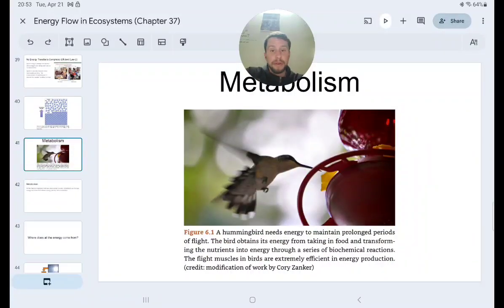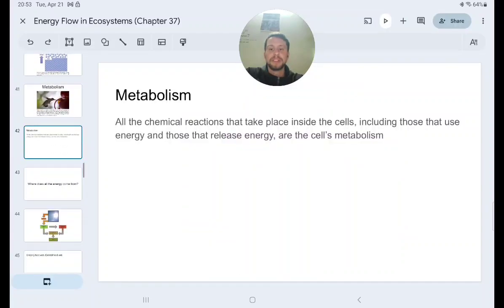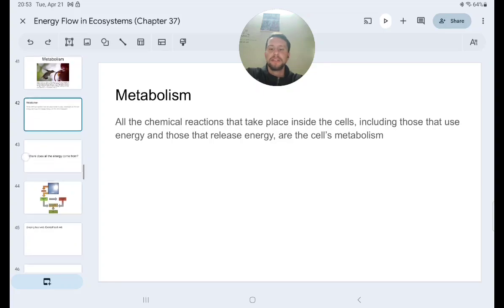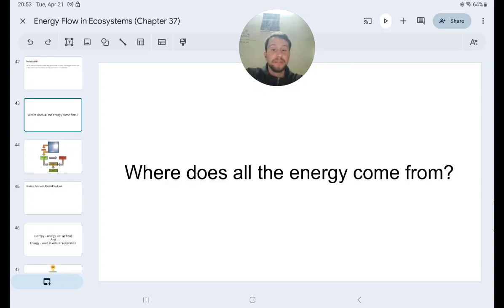Okay? And so any organism needs to go through processes of metabolism. And again, metabolism is all the chemical reactions that take place inside the cells, including those that use energy and those that release energy. And where does the energy come from for these metabolic processes, such as photosynthesis, such as cellular respiration, such as any chemical process that needs to occur in any organism anywhere around the world? Where does that energy come from?